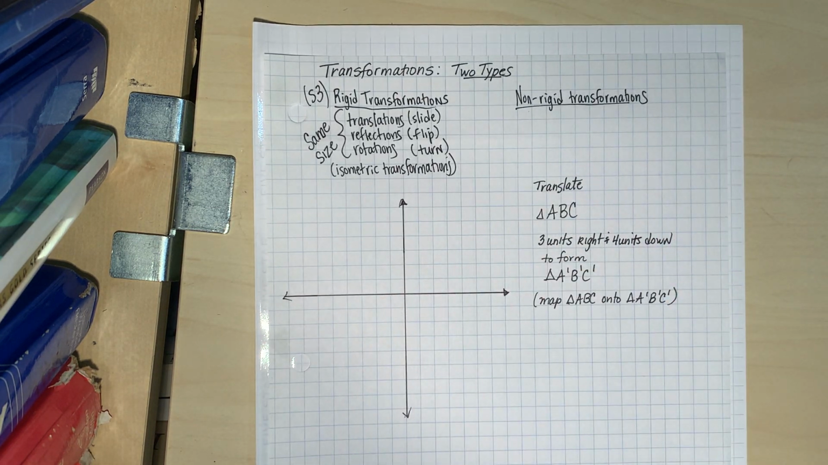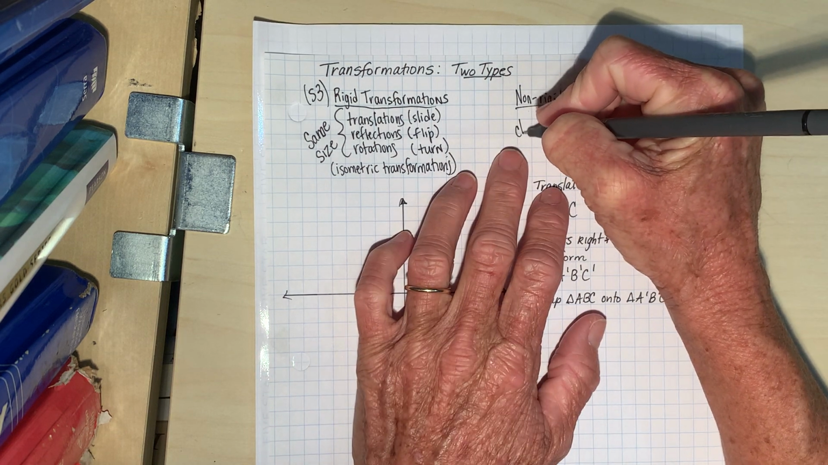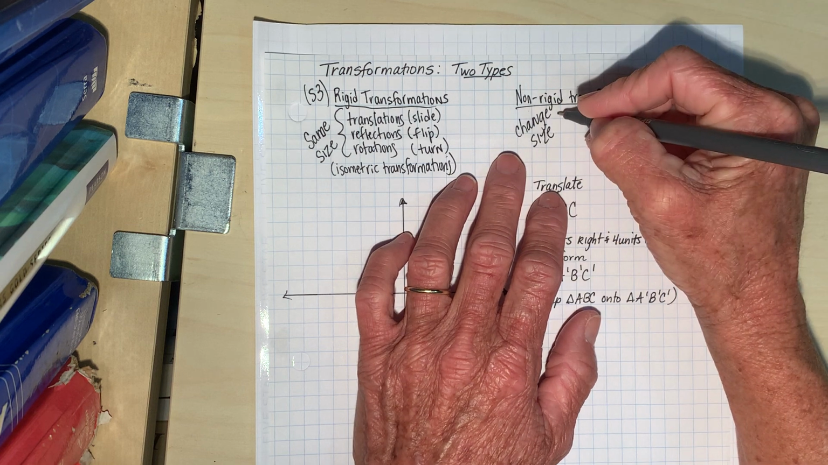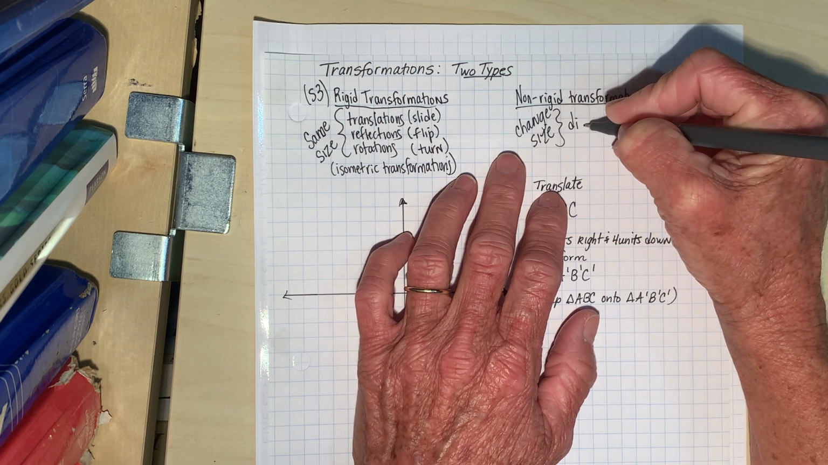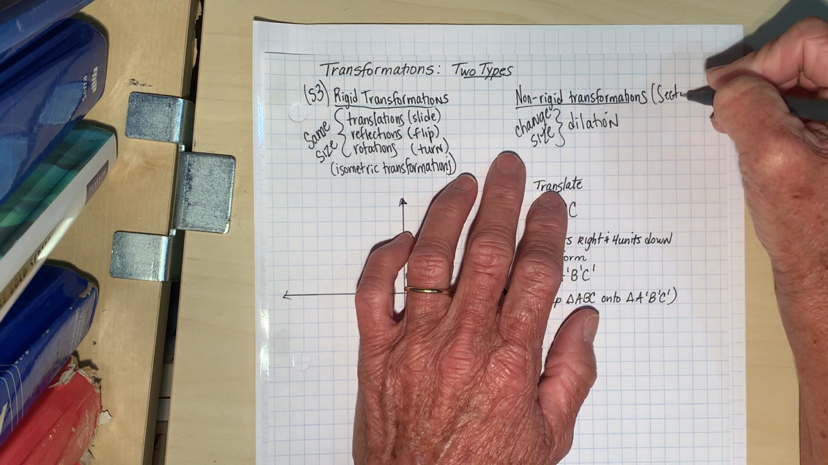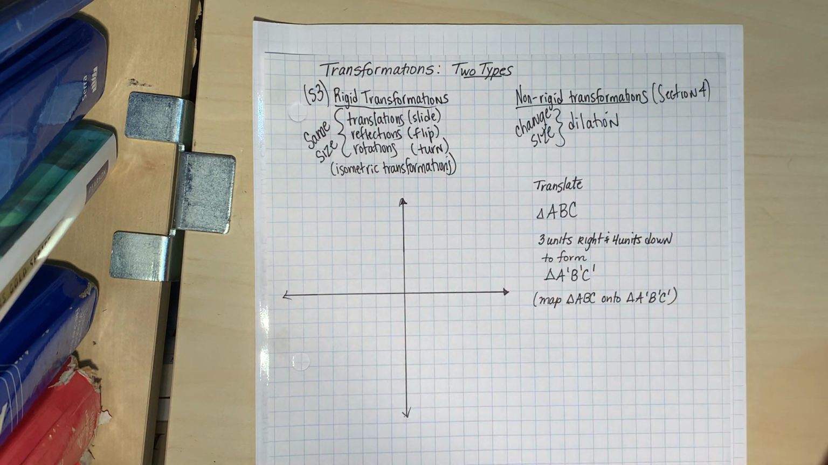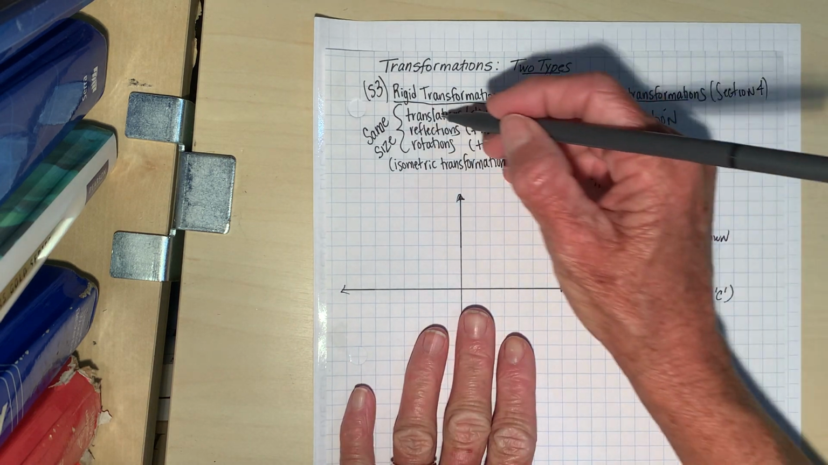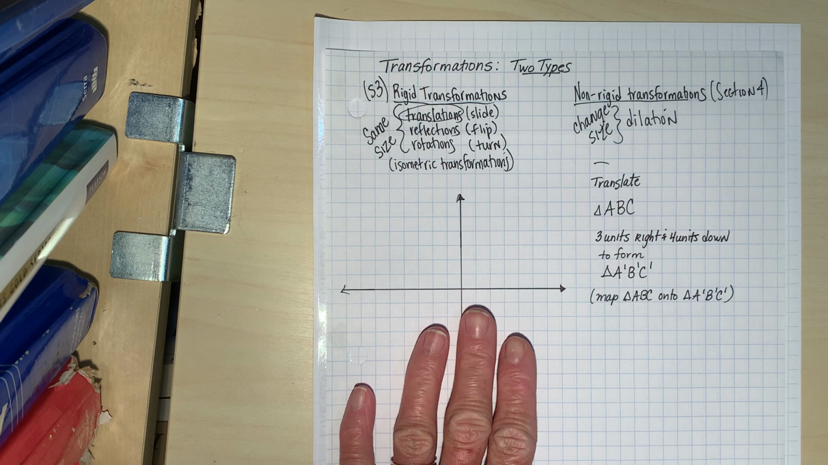A non-rigid transformation is going to change the size. The type that we're going to look at in section 4 is a dilation, and we'll study those then. But in section 3, we are focusing primarily on just our rigid transformations. So let's start with translations. That's what we're going to look at in this particular video.